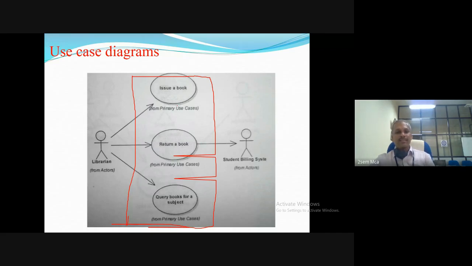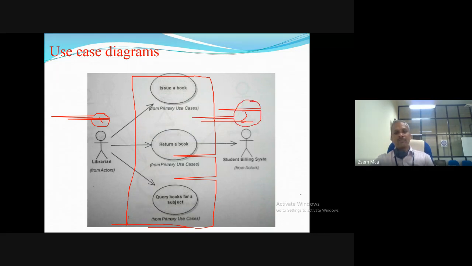So if you take a library management system, I have an issue of a book, that is an oval here, a use case, return of a book, and search for books, query books for a subject, search for a book. This is a very simple diagram, just to understand. We have discussed so many use cases just now. So issue of a book, return of a book, and searching of a book are the requirements in the given library system. And now who are the actors? There is one actor here who is a librarian. There is another actor who is a student here, right? So two actors are involved in this.